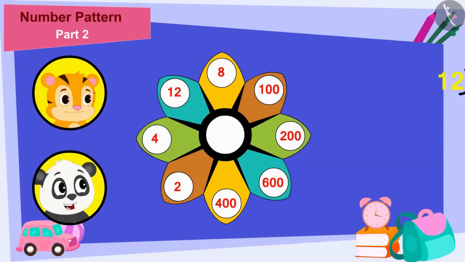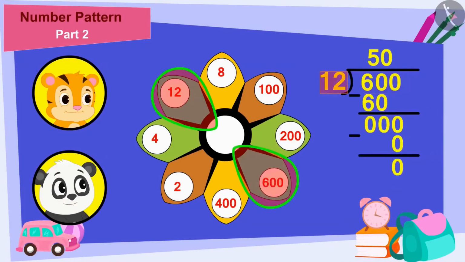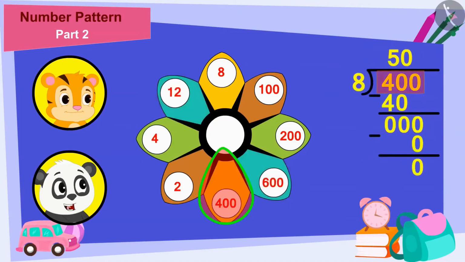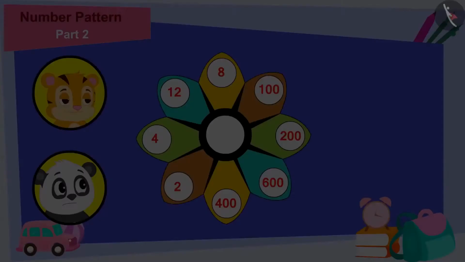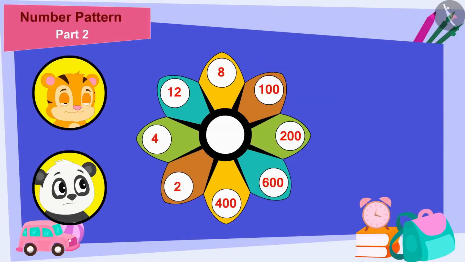Yes, and even if we divide 600 by 12, the answer is still 50. And finally, if we divide 400 by 8, the answer is still 50. Oh wow! We got the rule of this puzzle. That means we have to write 50 in this blank space. Golu told Sher Khan. Sher Khan quickly wrote 50 in that space.